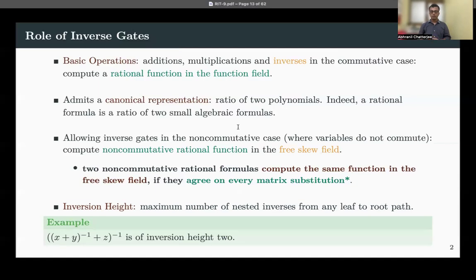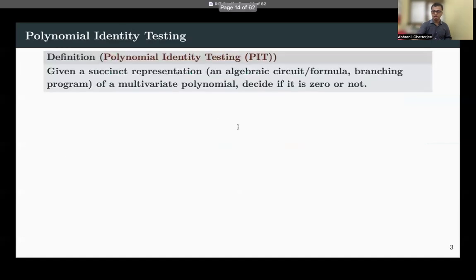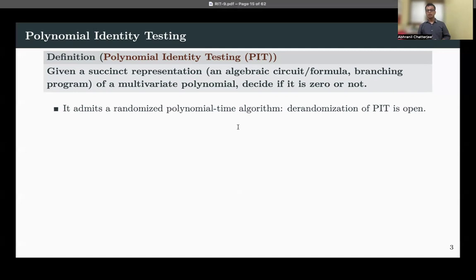Okay. Let us now move to the identity testing part. The polynomial identity testing, or PIT problem, most of you are aware of that. Given a succinct representation of a multivariate polynomial, the problem is to decide whether it is computing the zero polynomial or not. In the commutative setting, it admits a randomized polynomial time algorithm, and derandomization of this problem is one of the most interesting open problems in theoretical computer science.